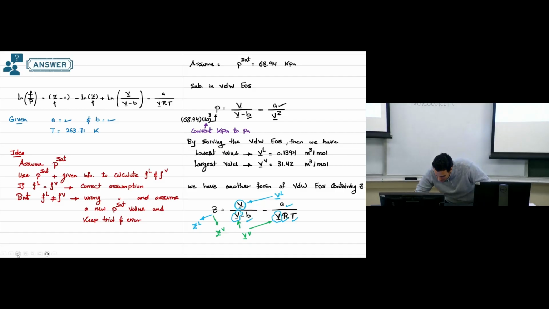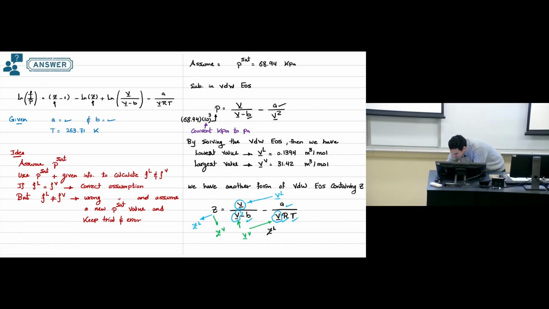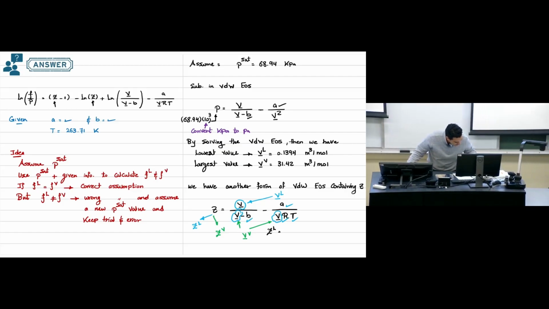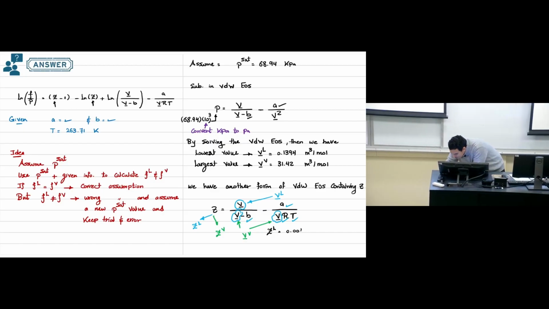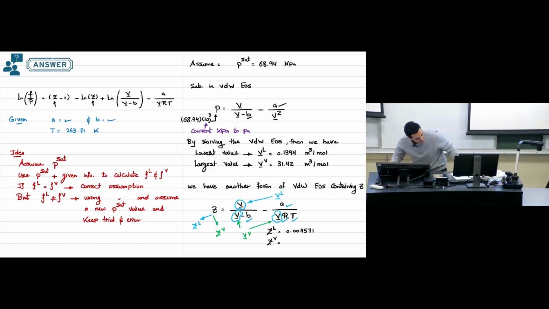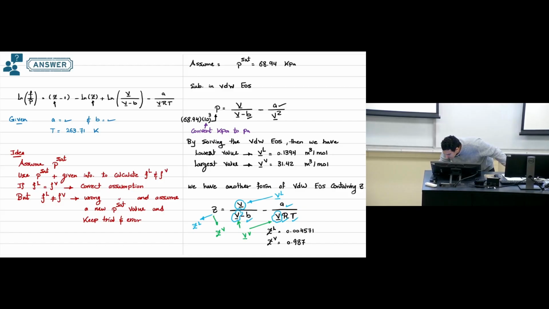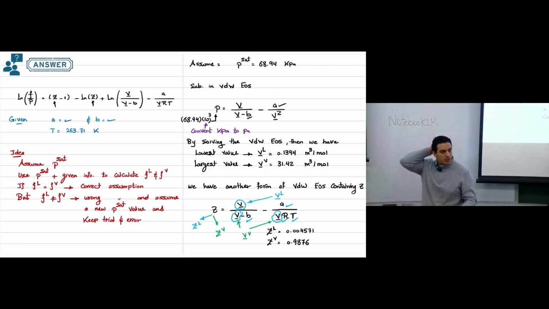And if we find this, then I will have compressibility factor of liquid. So this will be 0.004571. And compressibility factor of vapor, this will be 0.9876. So again, till now, I didn't use the fugacity expression.